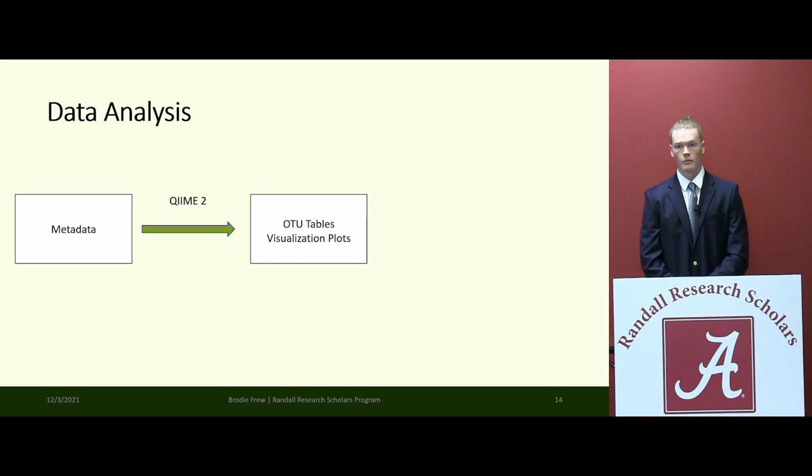plots. From here, we are able to move to JMP, which is a statistical analysis software, which allows us to investigate the statistical significance that any of the experimental variables may have had on the Janthinobacterium in the microbiome.